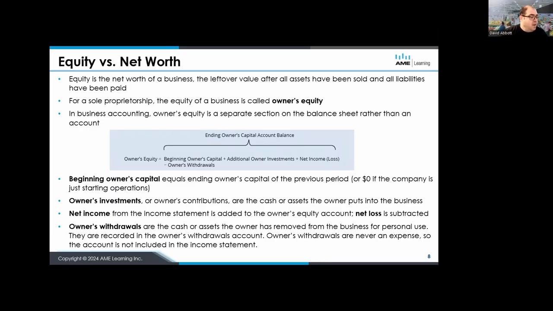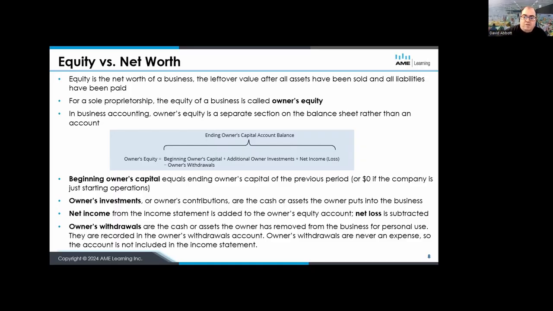All right, so now a discussion of equity and net worth. Now, equity is the net worth of a business, the leftover value after all of the assets have been sold and all the liabilities have been paid. And for a business that's a sole proprietorship, meaning that one person owns the business, the equity of the business is going to be called the owner's equity. Now, in business accounting, owner's equity has a separate section on the balance sheet rather than an account, because there might be several accounts that make this up, but it's one section of our balance sheet.